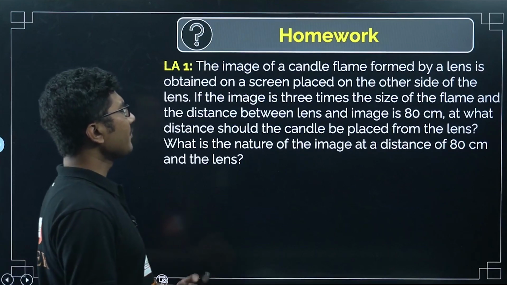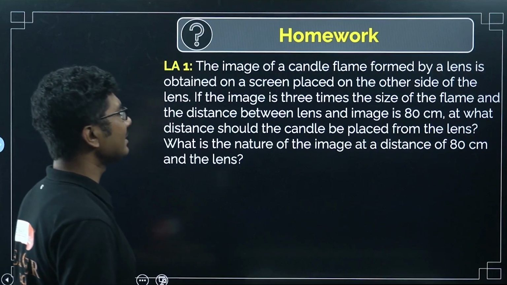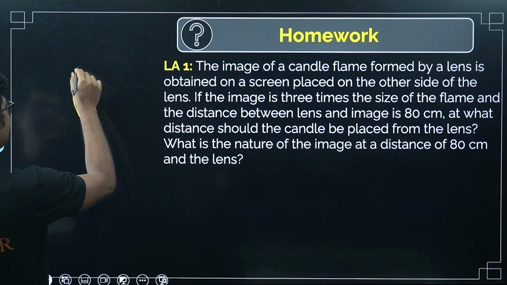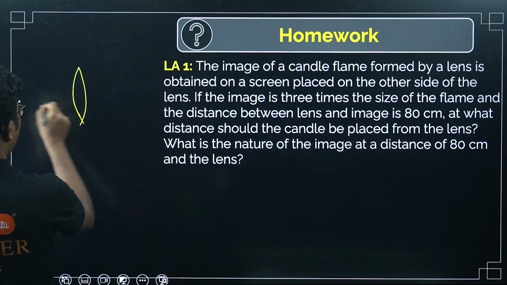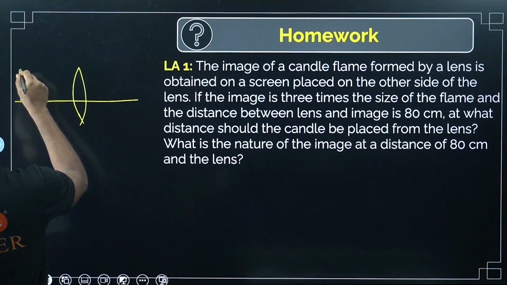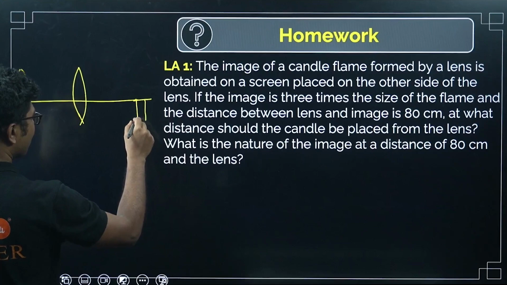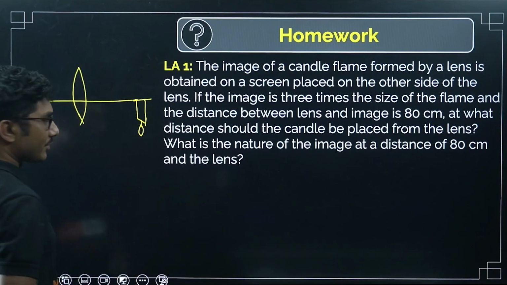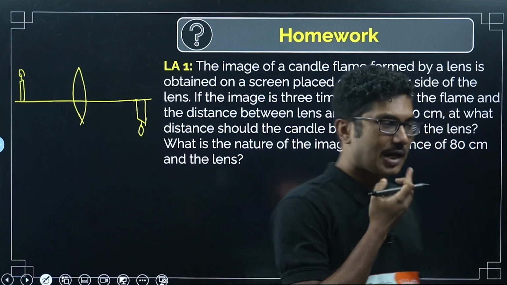Now the image of a candle flame formed by a lens is obtained on a screen placed on the other side of the lens. They have mentioned that there is a lens and a candle light, and you obtain the image on the other side. Other side means it has to be a convex lens. Only a convex lens can form the image on the other side. For a concave lens, it will be on the same side as the object, right?